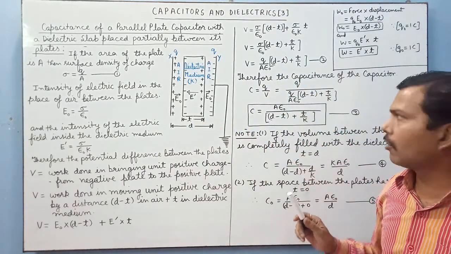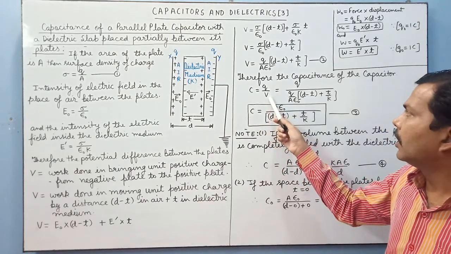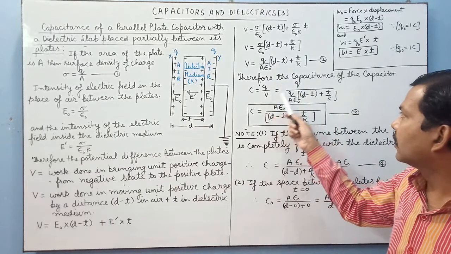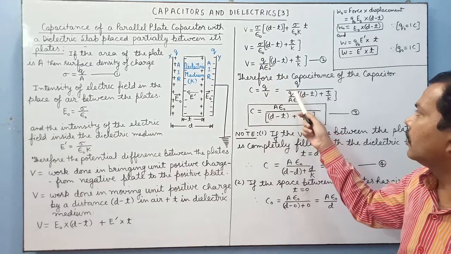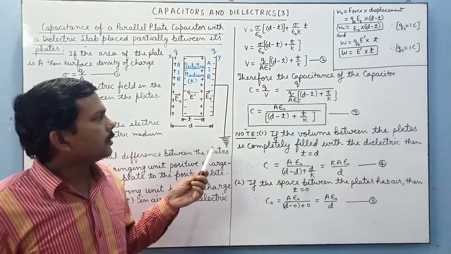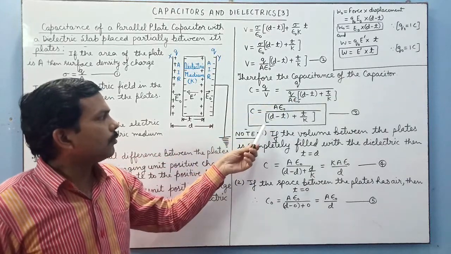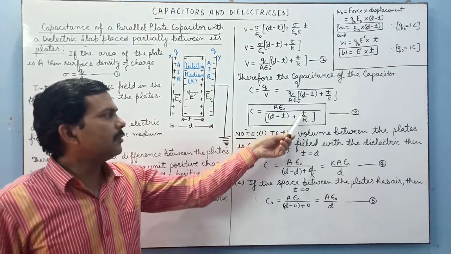Therefore, by the definition of capacitance, C is equal to Q by V, we will substitute this value from equation 2 here. So we get Q by, in place of V, Q by A epsilon 0 into d minus t plus t by K. Now Q and Q will cancel out. So we get C is equal to A epsilon 0 by d minus t plus t by K.